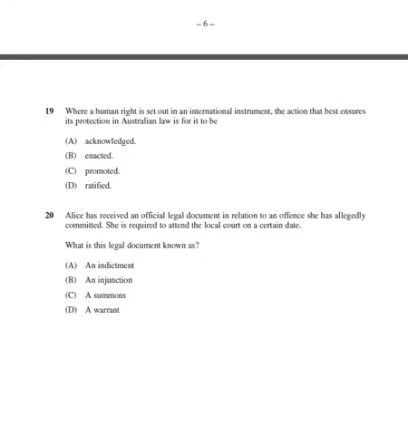The final question is question 20, and that is, Alice has received an official legal document in relation to an offence she has allegedly committed. She is required to attend the local court on a certain date. What is this legal document known as? So you just look through the answers. If you know your definitions of what your documents are and what happens in the courtroom, you will know this question very easily.